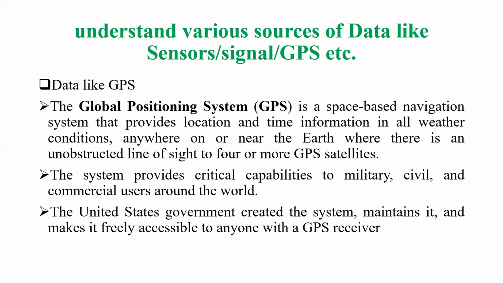And GPS, the global positioning system, is a space-based navigation system that provides location and time information in all weather conditions, anywhere on or near the earth where there is an unobstructed line of sight to four or more GPS satellites. The system provides critical capabilities to military, civil, and commercial users around the world. The United States government created the system, maintains it, and makes it freely accessible to anyone with a GPS receiver. Many organizations access this system and maintain the data.